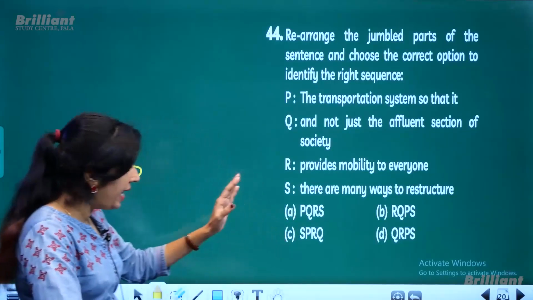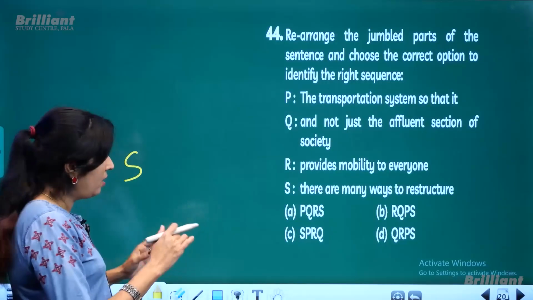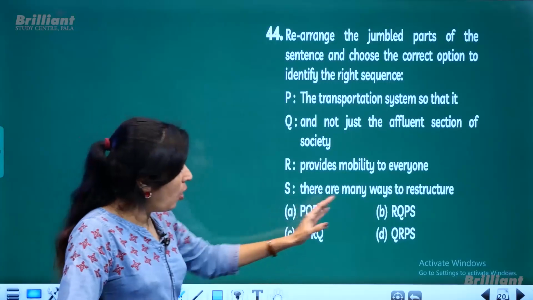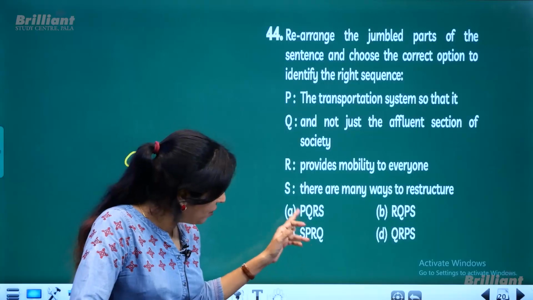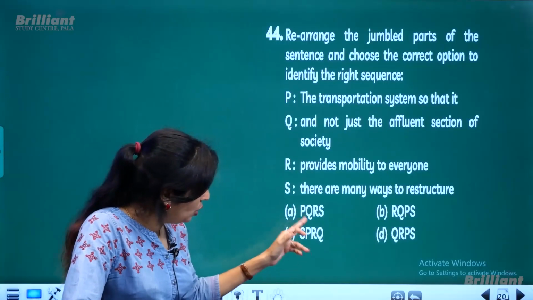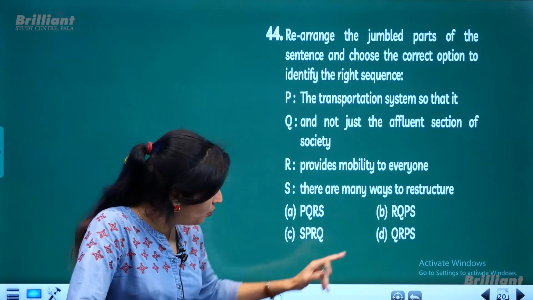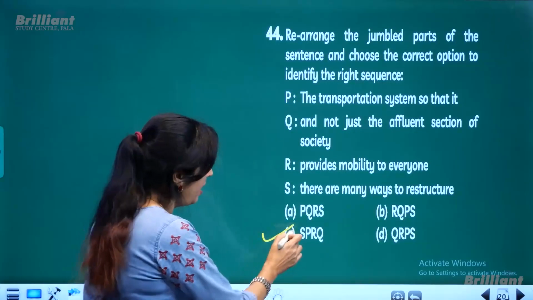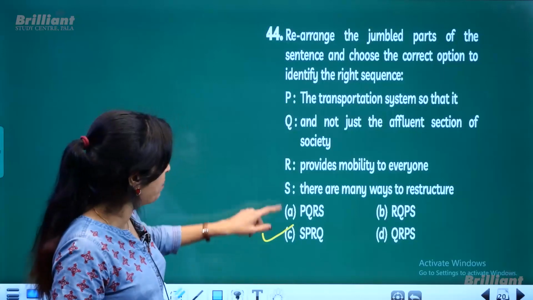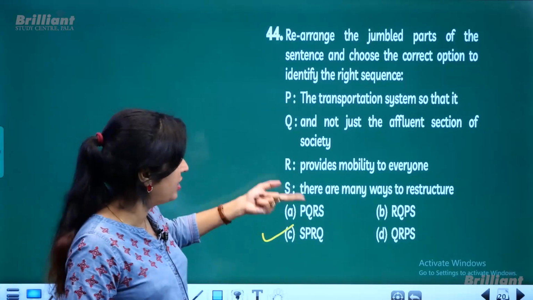Suppose you get the first letter, you try to search for all options which start with S. Here, fortunately, we do not have any other option starting with S. So definitely you don't have to waste much time. You can go for this SPRQ, SP, SP. That means I'll just read it out.